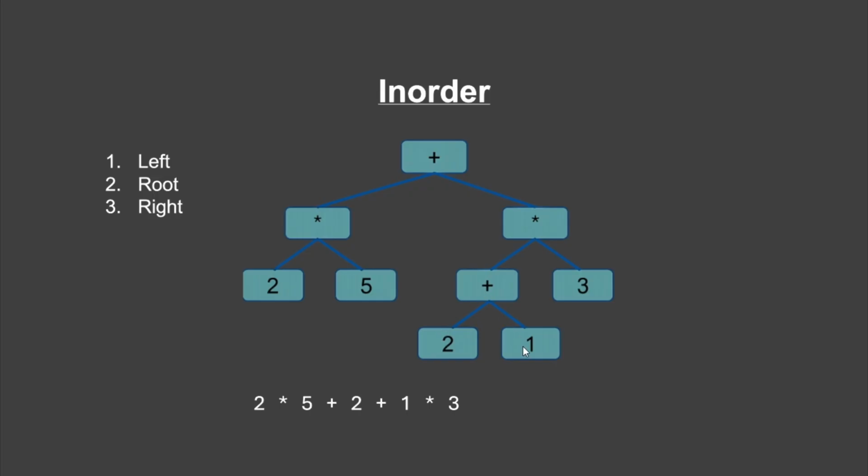Then the right child 1. Then the root of this left subtree, which is an asterisk. And then its right child 3. So this would be our output for the in-order traversal.